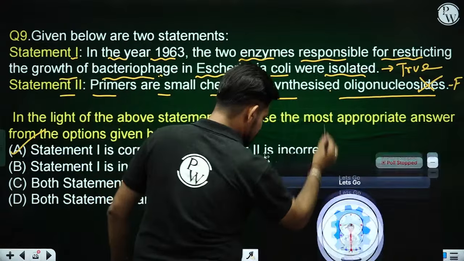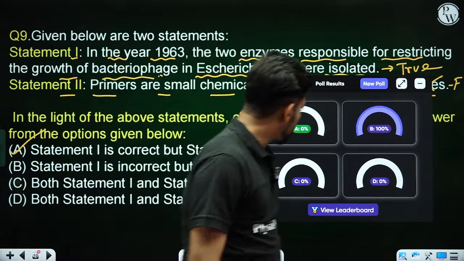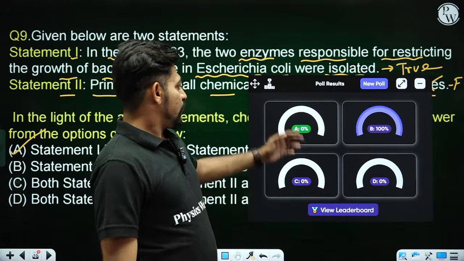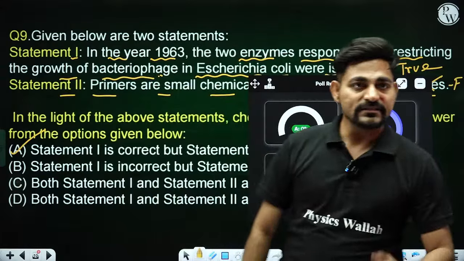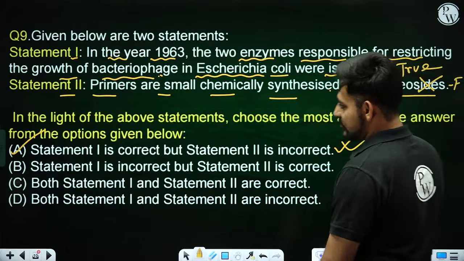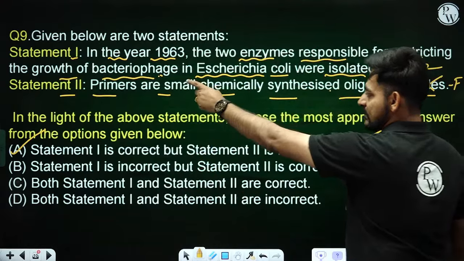So our answer is option A. Let's check how many of you have given the right answer. Okay, so all of you have given the wrong answer for this particular question. The correct answer is option A. Again, repeating the question. Check it carefully.